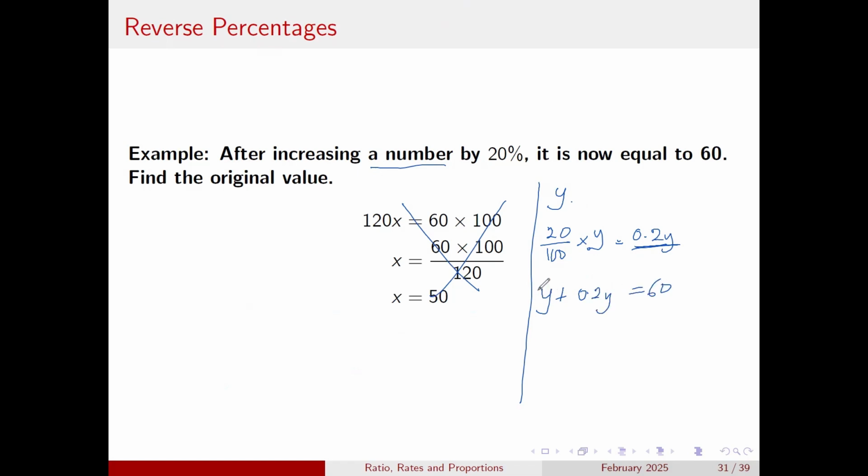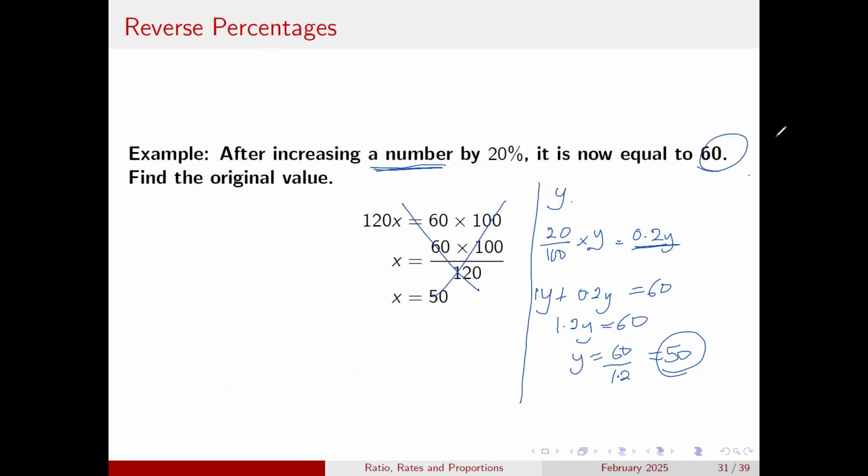So y here is the same as 1y. So 1y plus 0.2y is 1.2y, which is equal to 60. Therefore, y is equal to 60 over 1.2, and that's giving me 50. Therefore, the number we increased is 50. So after increasing 50 by 20%, it is now equal to 60.